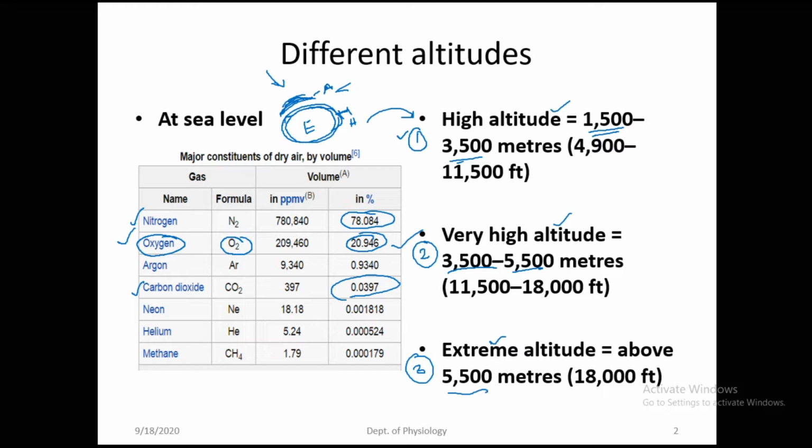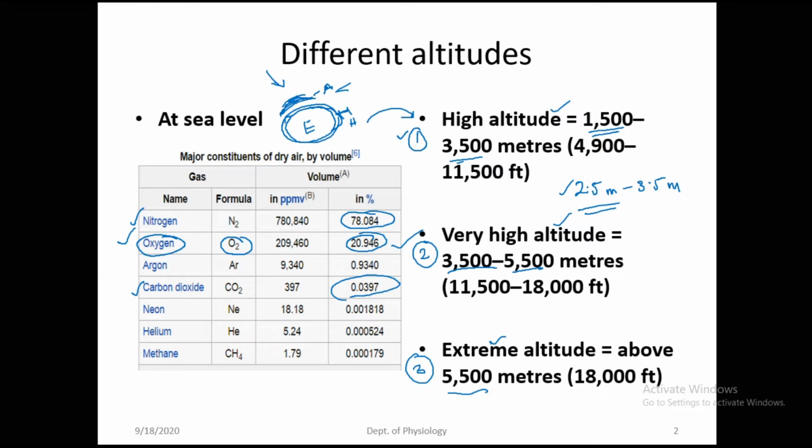Usually, as far as players are concerned, we work with 2500 meters to 3500 meters. This is the approximate range of altitude where players are essentially exposed to low oxygen levels in order to improve performance.